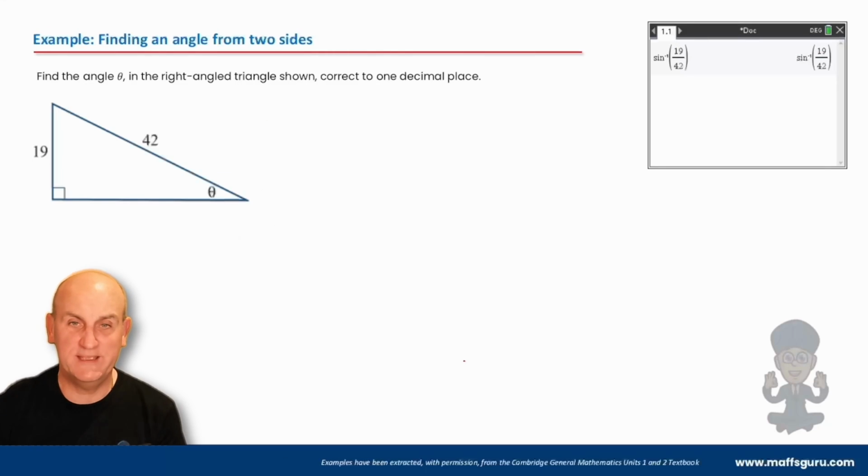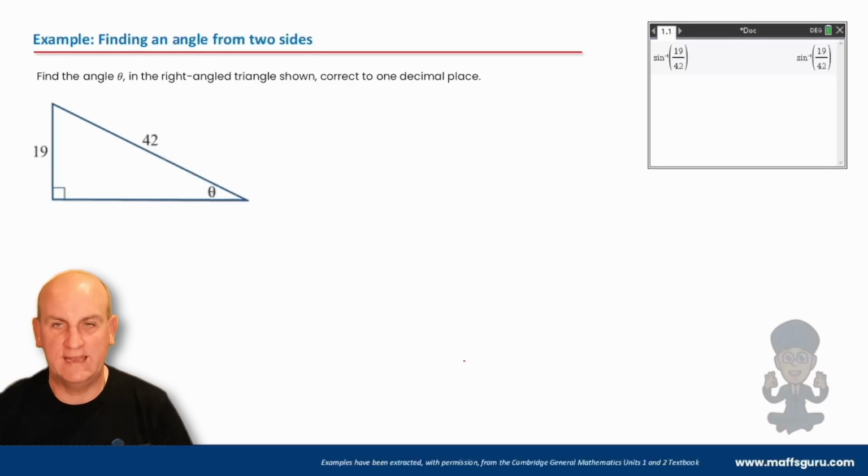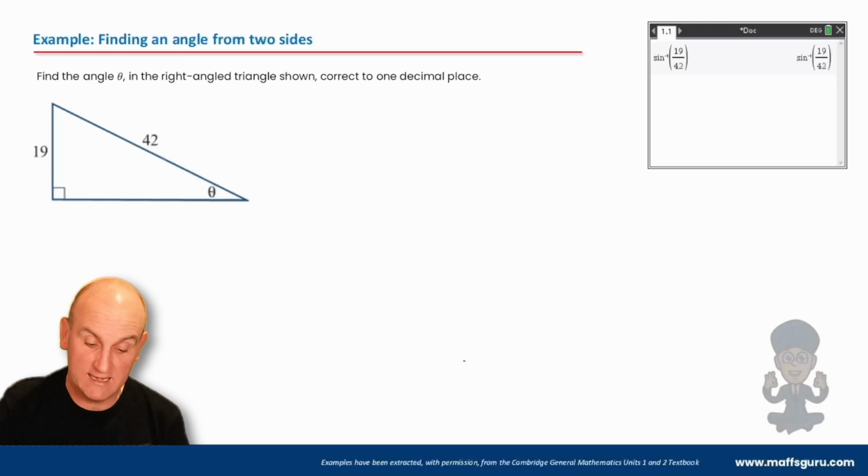All right, so let's look at some examples. Example 1, finding an angle from two sides. There are rules to all of this. There are things you do. Number 1, label my sides. All right, let's label my sides.